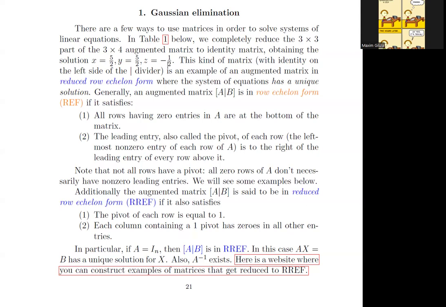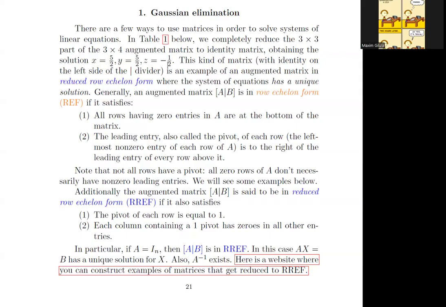We'll see some examples. So the matrix is said to be in reduced row echelon form if it in addition satisfies: the pivots equal 1, and each column containing a pivot, that's 1, has zeros in all other entries. That's for the columns, so not necessarily the rows. The rows don't all have to have non-zero entries in reduced row echelon form. We'll see an example too. So if you have the identity matrix, then already the augmented matrix AB is in reduced row echelon form.